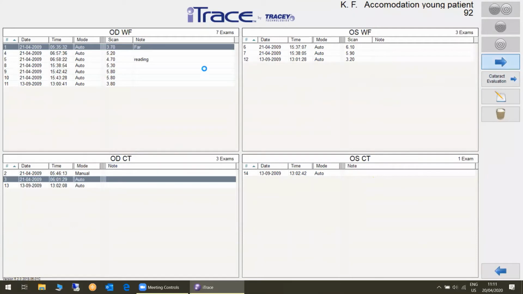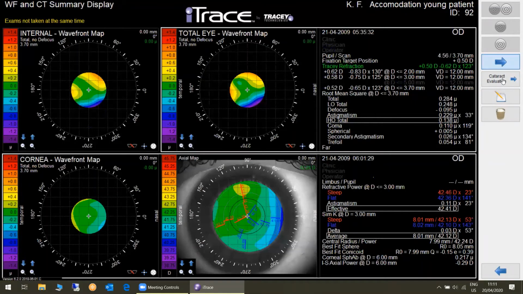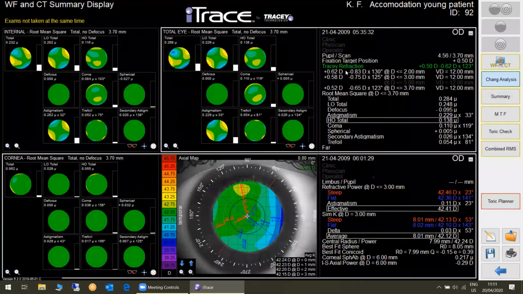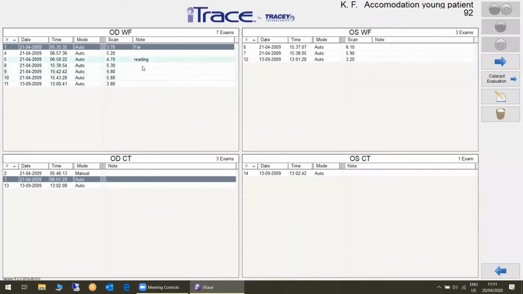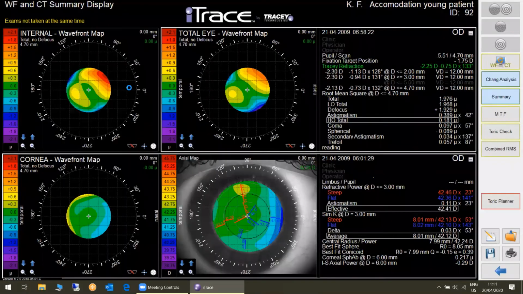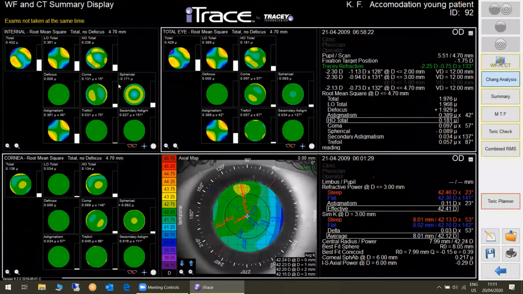If I look at my normal eye, you see here, it's slightly negative because I am accommodating for this to get rid of the hyperopia. And this is what happens when you look at me reading. You see a massive negative spherical aberration.